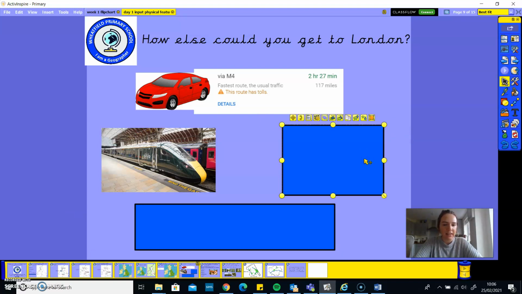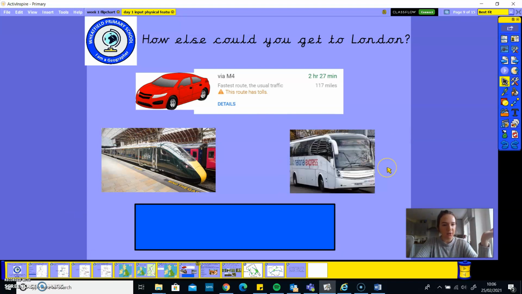Or we could get the bus or the coach. The National Express is my favourite way of getting to London. I always get the coach when I go to London. So we could go in the car, could go on the train, and we could go in the bus.